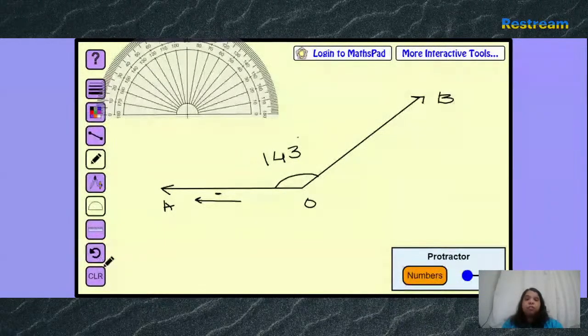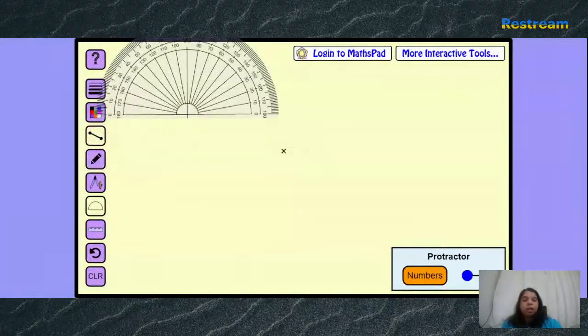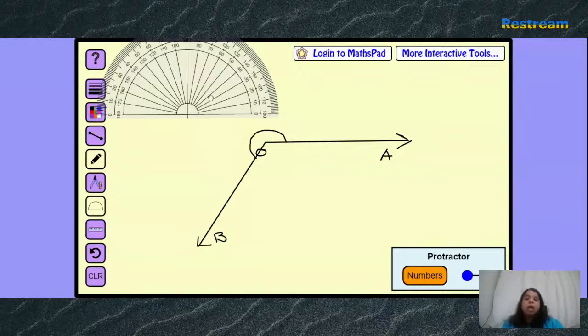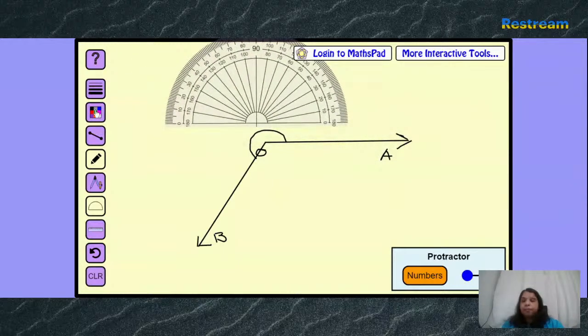Now the last one is a reflex angle. Now let's say my A is again pointing towards this side. Okay, this is my O, this is my A, and my B is here somewhere. Okay, this is my B. And now I have to measure this side of the angle. Now it's easier to measure this side and then subtract it from 360, because this side plus this side together make 360 degrees. So we are going to measure the blue side of the angle and then subtract it from 360 degrees.